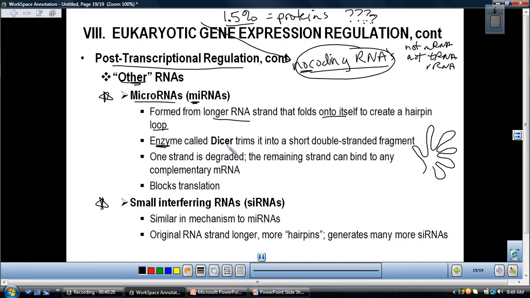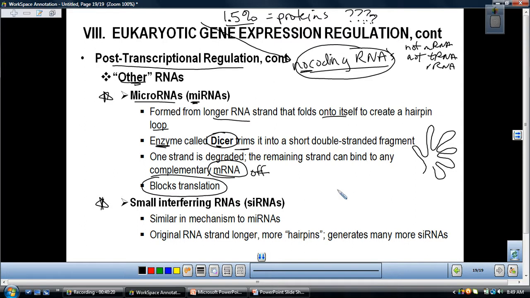It works with an enzyme on this RNA called a dicer, which sounds like slice and dice, which is what it does. It trims it to a short double-stranded fragment. Okay, the job of this, though, look what it is down here. Here's the functioning. What these microRNAs should do is block translation. So they're going to turn the translation of the protein off. As one strand is degraded, the remaining strand can bind to any complementary mRNA and turn it off.